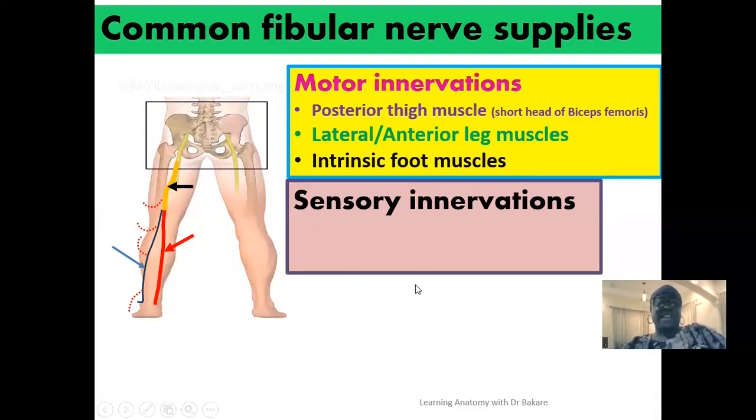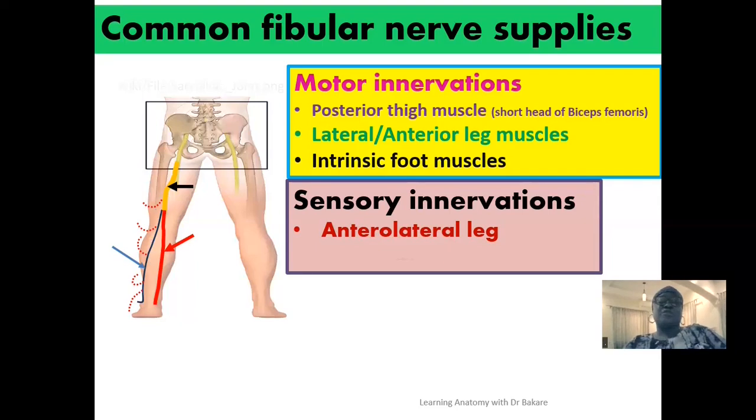Also for sensory innervation, it is seen to provide sensory innervation for the anterolateral region of the leg. If you look at the emergence of the common fibular nerve at this region, this is where we have the sensory innervation also represented or shown in dotted red. And you see it providing sensory innervation for the anterolateral region of the leg.